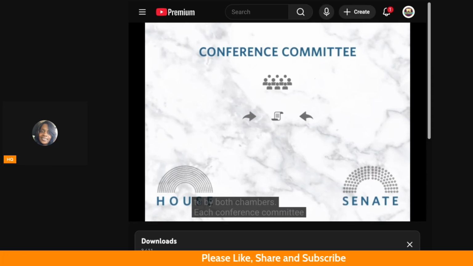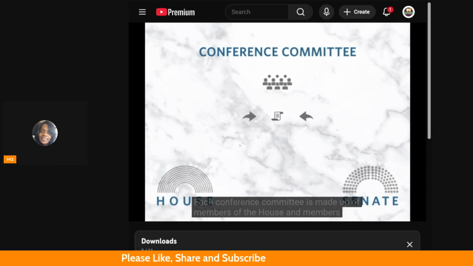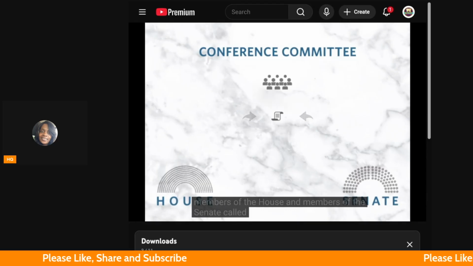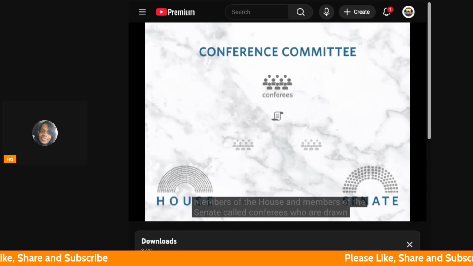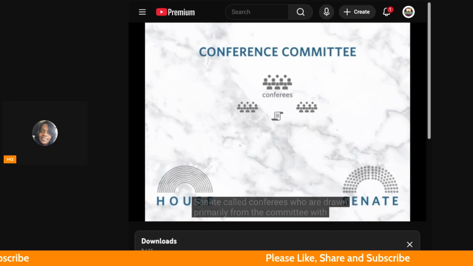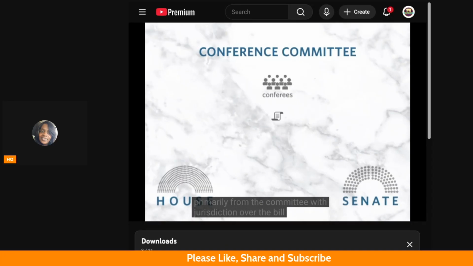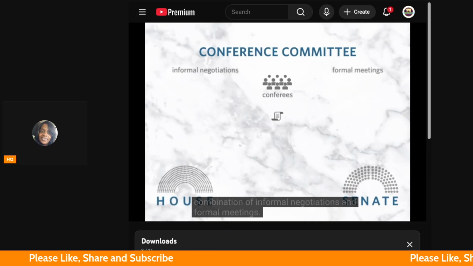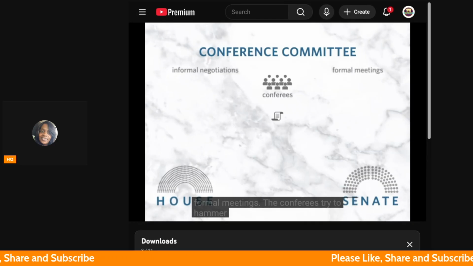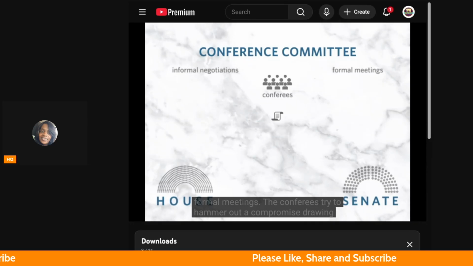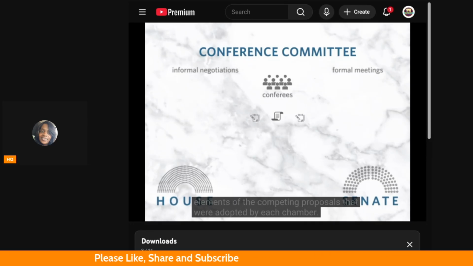Each conference committee is made up of members of the House and members of the Senate, called conferees, who are drawn primarily from the committee with jurisdiction over the bill. Through a combination of informal negotiations and formal meetings, the conferees try to hammer out a compromise, drawing on elements of the competing proposals that were adopted by each chamber.